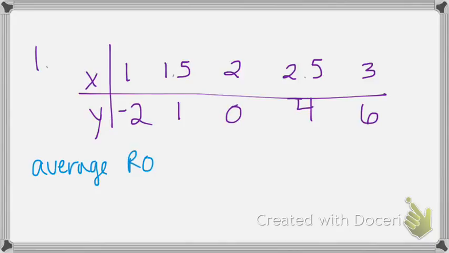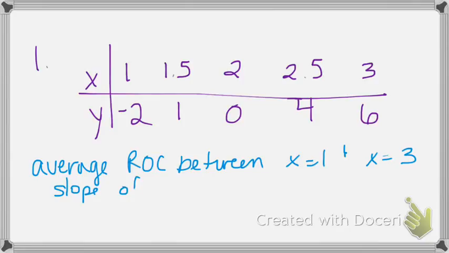sometimes rate of change is written with ROC for rate of change. Average rate of change between 1 and 3. It's always x values. That just means the slope of the secant line. So basically it's just saying find the slope between x equals 1 and x equals 3.